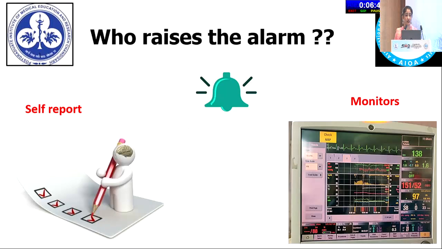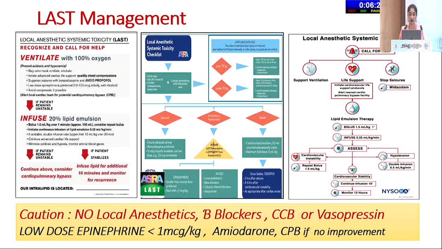Generally, whenever patients start reporting certain systemic symptoms, they feel anxiety. When the anxiety level rises, there's a shoot in the blood pressure. They always complain of headache, chest pain, breathlessness. So these are the things which will raise the alarm.